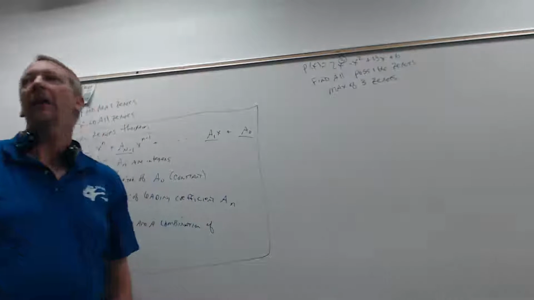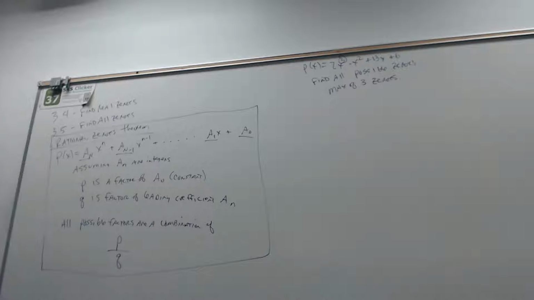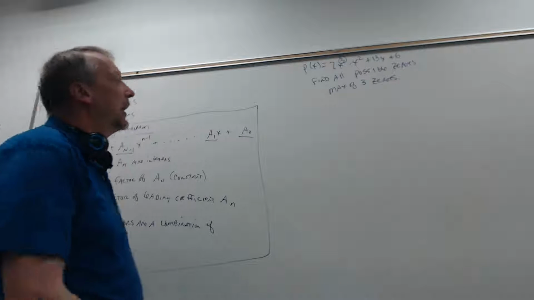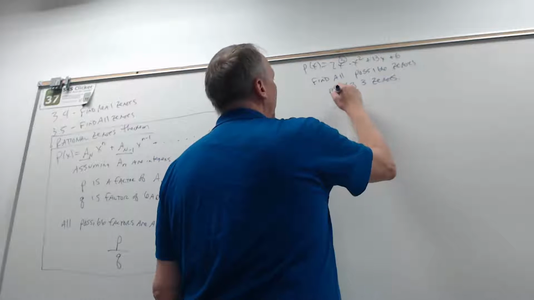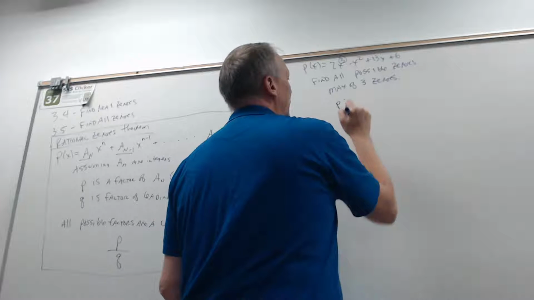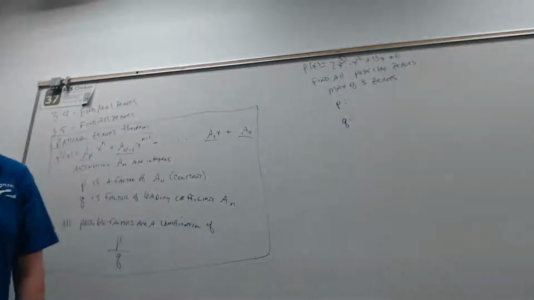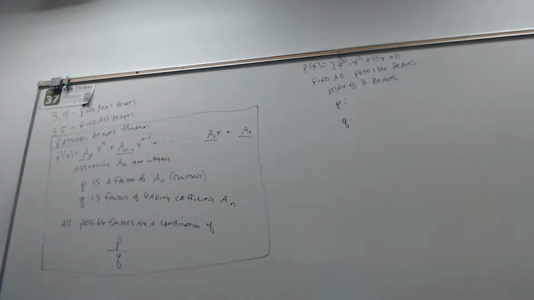Okay? Now the problem is finding those zeros can be a little bit tricky, right? We don't have any nice factoring techniques yet to factor this, right? Okay? So according to the rational zeros theorem, what I can do is I can say, okay, find your p's and your q's. Okay? So what this will do is it will help me eliminate some of these options.